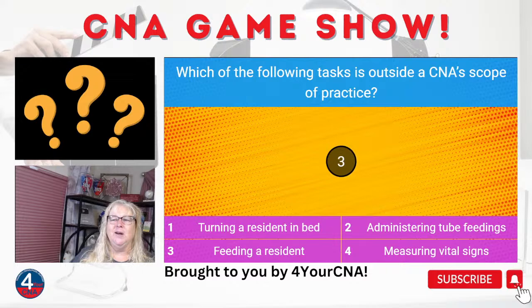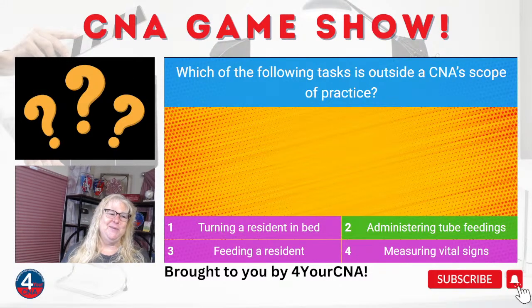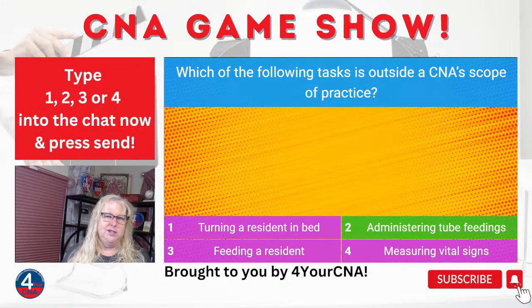The right answer here is, of course, number 2. Yeah, y'all got this right. Administering tube feedings, not within the scope of practice of a CNA. We are not going to be trained to do that. That is not a CNA task. That is a nursing function.